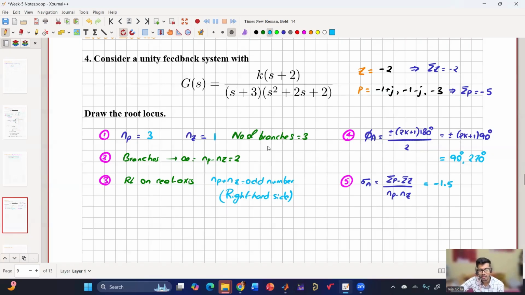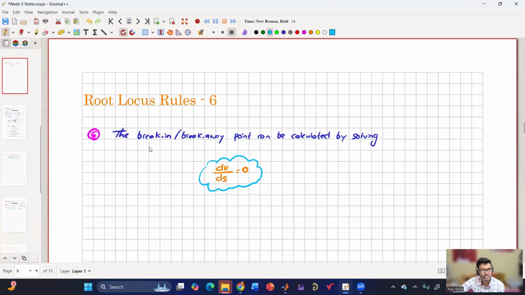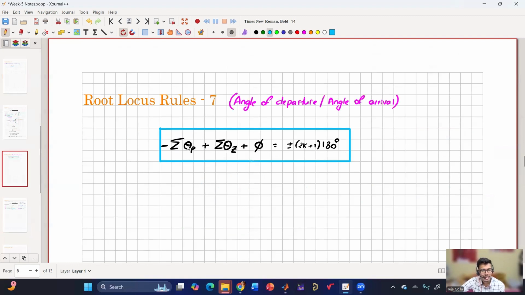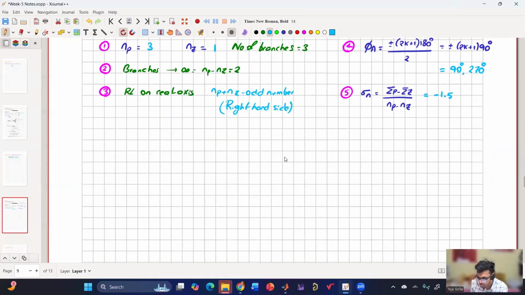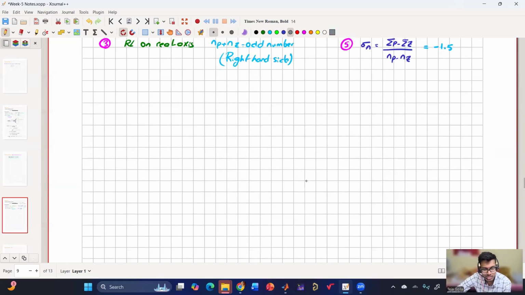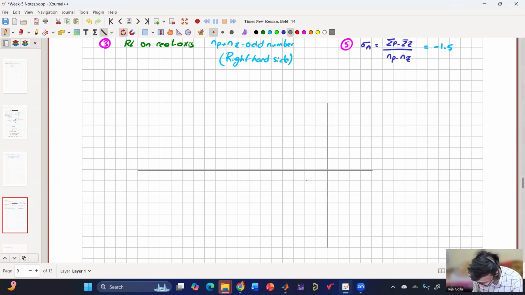Now we have to see whether we will have the sixth rule, which is break in, break away, and then we'll calculate the angle of departure or angle of arrival. So let us see. First, let us draw and see whether we'll come across such a case or not. Okay, so let me quickly draw the axis first. So everything is on the left hand side, so I'll draw a bigger one and I'll draw almost towards the right side. Okay. So this is the axis we have.